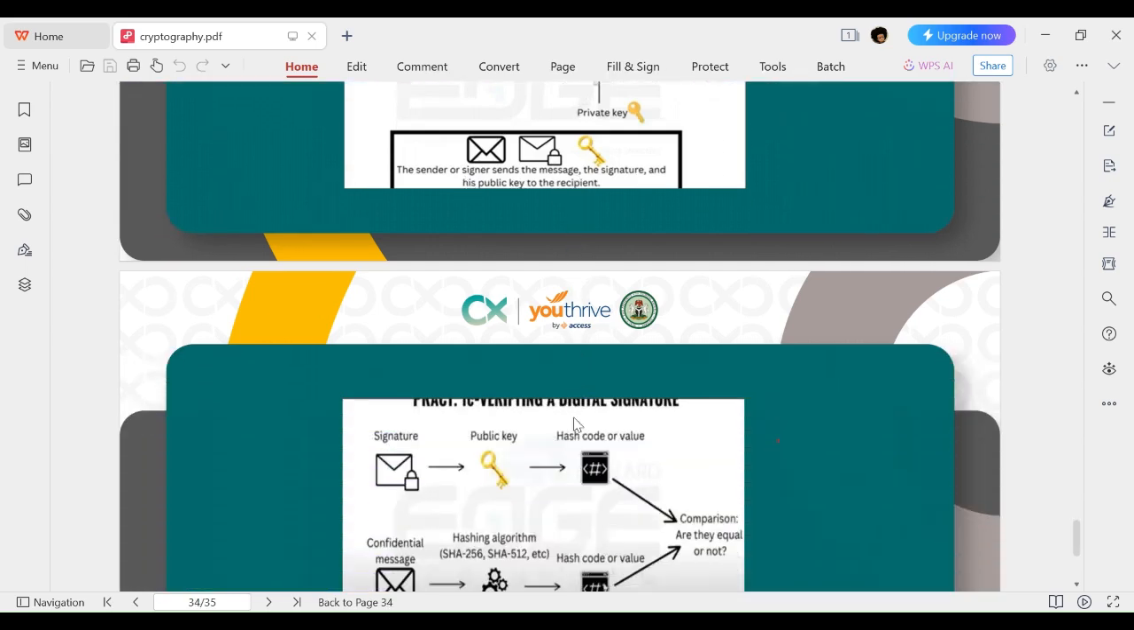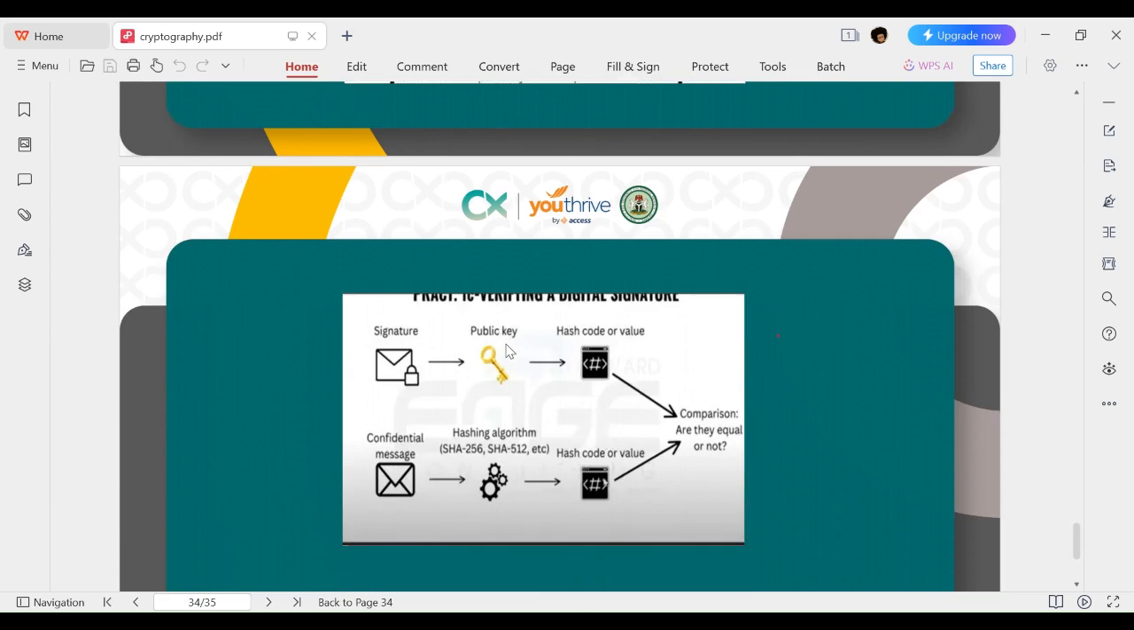On the receiver's end, the receiver uses the public key that was sent to him and creates a hash value. If the sender used SHA-256, the receiver has to use SHA-256 to verify the message. If the sender used SHA-512, the receiver has to use SHA-512. Once the receiver gets the message, he compares the hashes and makes sure they are the same using a digest.